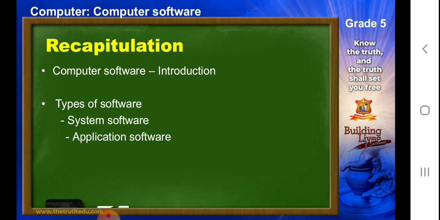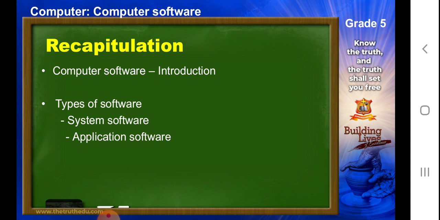In our first class, we learned about what computer software is, where we discussed that it is a set of instructions and how it performs tasks, how it is important, how hardware cannot work without software, and how software cannot work without hardware. Then we learned about types of software. I discussed two broad classifications, which were system software and application software.